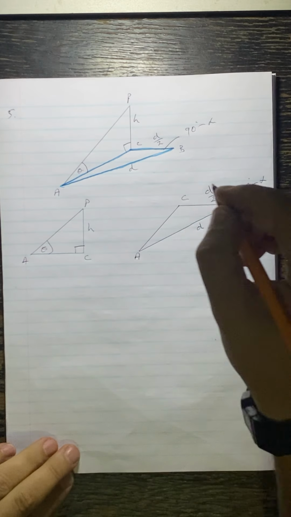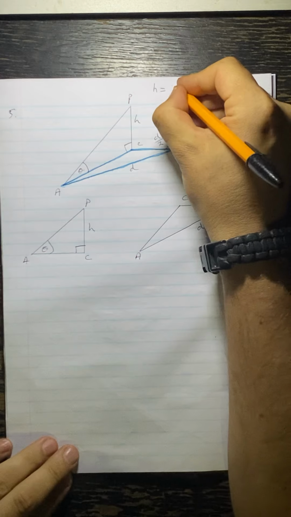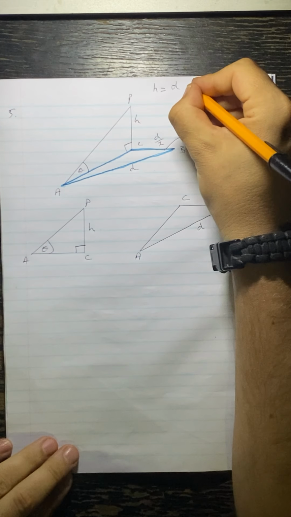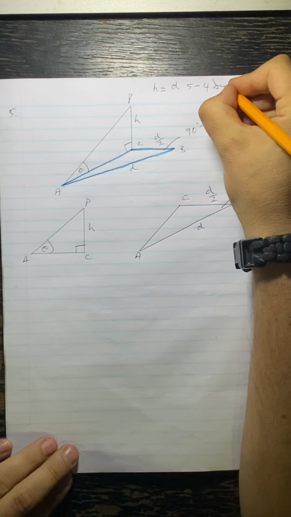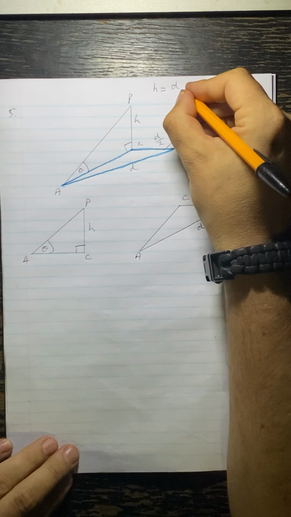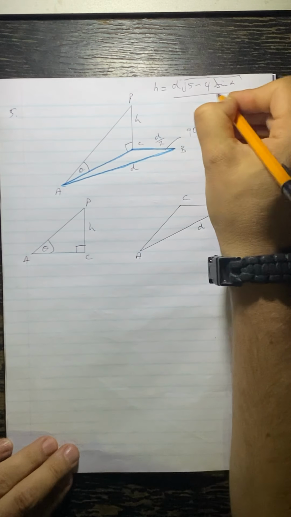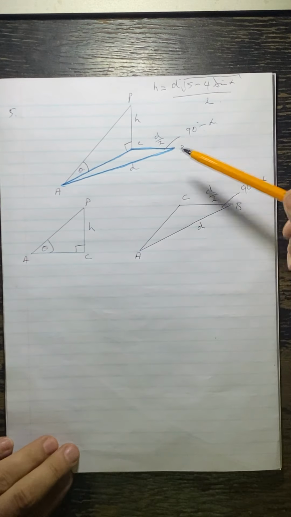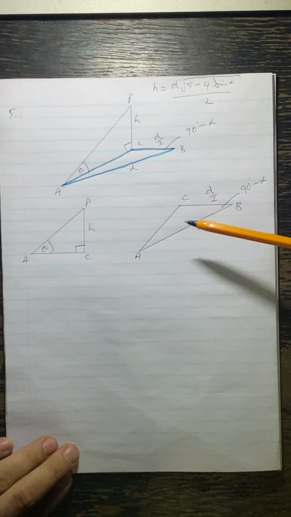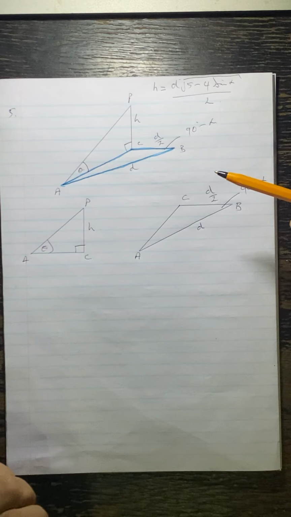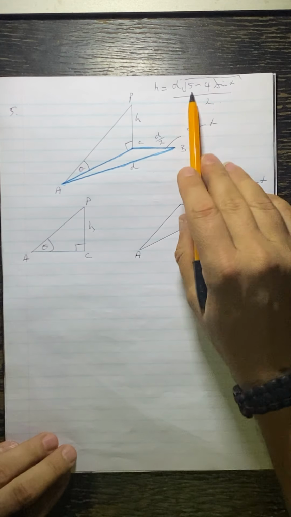So let me just write this over here. We need to show that H is equal to D times the square root of 5 minus 4 sine alpha, all over 2. Okay, again, guys, I don't need to explain how I got the triangles. It's just that one and then that one. Now, we need to show that this side, or this length H, is this whole thing over here.